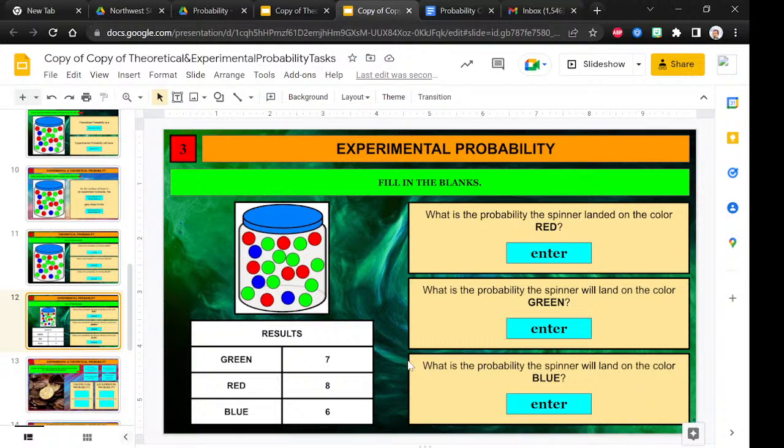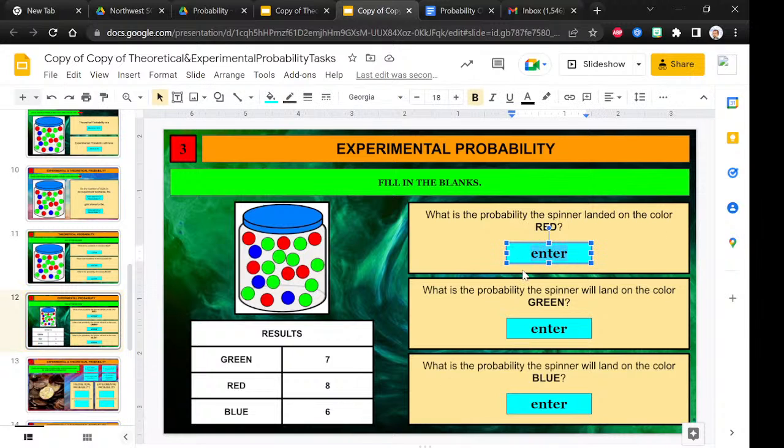So here we go. Now, we're going to find out when it landed. So this is the experimental probability side. So we got to make sure we understand something. We got to add these together. 7 plus 8 is 15, plus 6 more is 21. So we're looking at 21. And red in the table is 8. So that's 8 out of 21 times it landed on the color red. Then out of the 21 times, green was landed on 7 times, which means that's a third of the times.